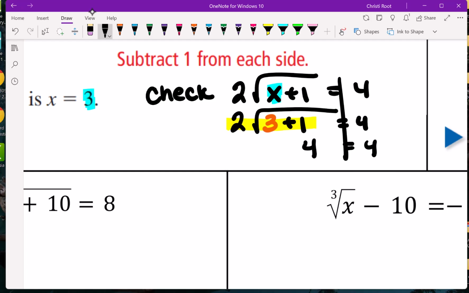Does the left equal to the right? Yes, it does. It checks out. So checking is very important. The left has to equal the right.